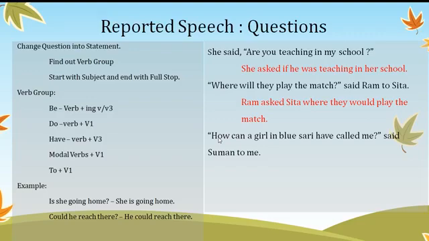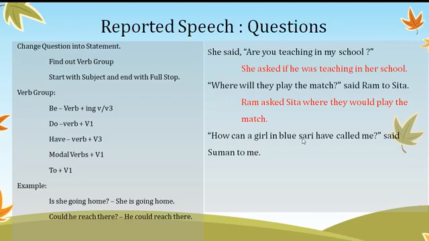Now, if that is WS question, then what is the reporting verb? Suman asked me. Try to understand. Suman asked me, WS question, WS words only. Suman asked me how. Now you have to find a verb group. What is the verb group? Can. Can is the modal verb. So modal verb always takes V1. What is the V1? Have. See here, can and have. Understood? Can and have. So what is in the middle? A girl in blue sari. So that is the subject.